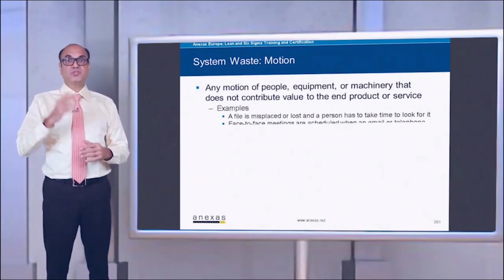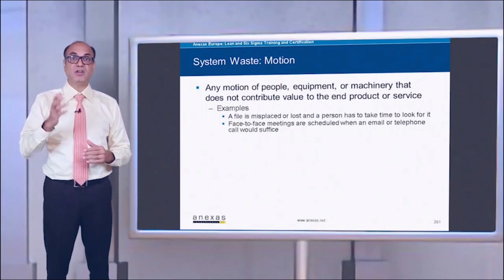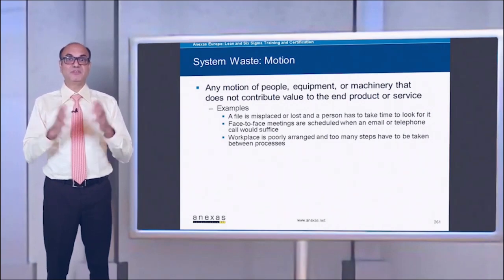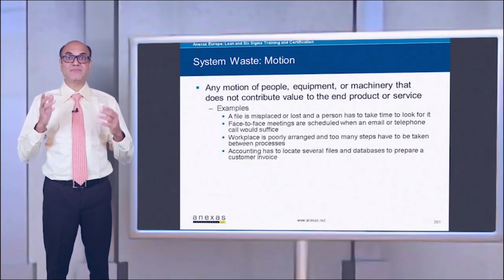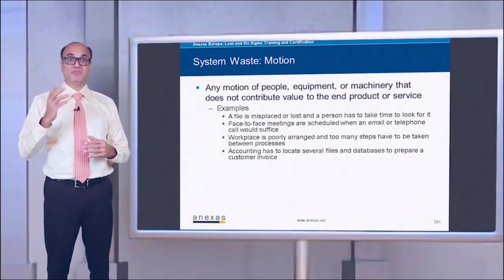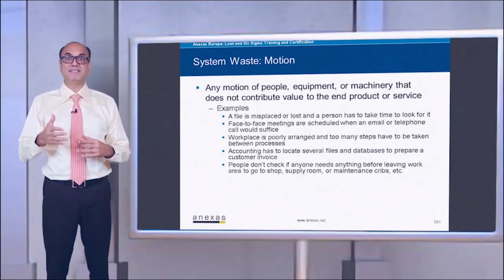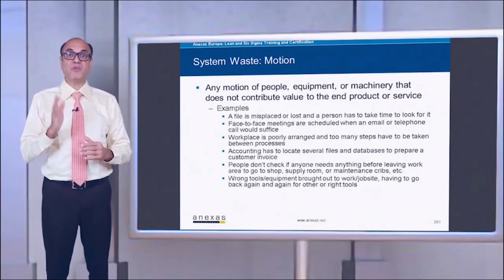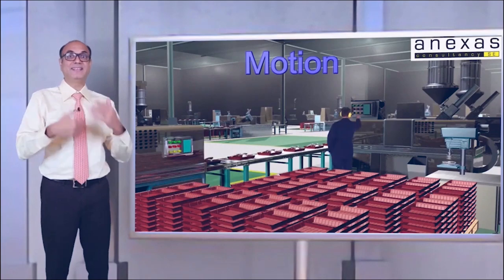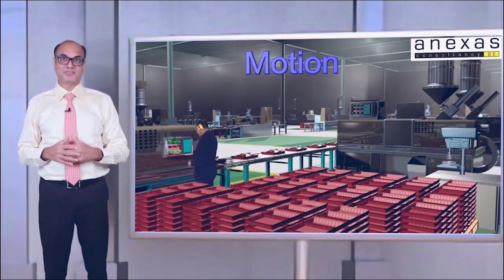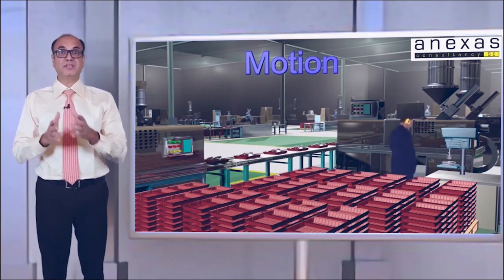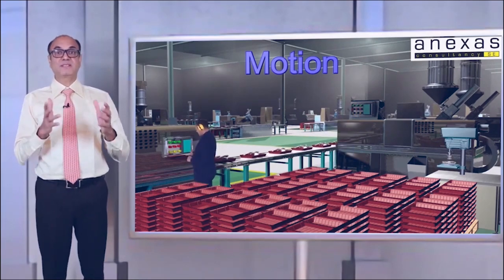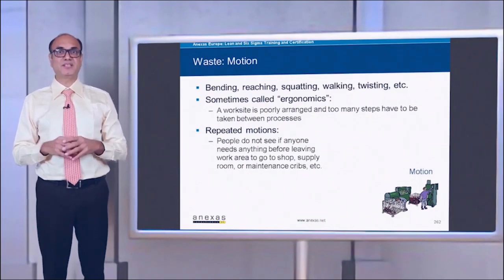Some other examples could be face-to-face meetings are scheduled when an email or telephone call would suffice. Workplace is poorly arranged and too many steps have to be taken between the processes. Accounting has to locate several files and databases to prepare a customer invoice. People don't check if anyone needs anything before leaving the work area to go to the shop or supply room. Wrong tools and equipment are brought out to work areas, having to go back again and again for getting the right tools. Motion also refers to bending, reaching, squatting, walking, twisting, etc., sometimes also called ergonomics, when a work site is poorly arranged and too many steps have to be taken between the processes.